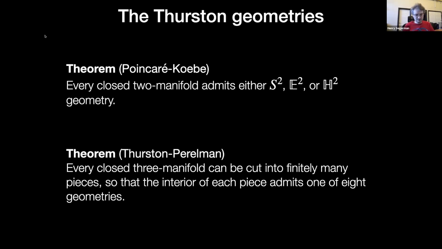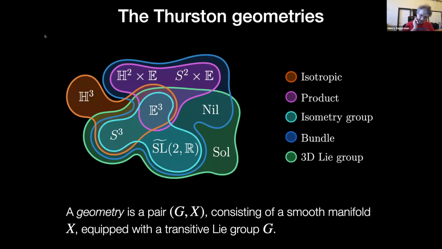And so then the 3-dimensional version of this was conjectured by Thurston, the geometrization conjecture, and proved by Perelman and many other people. And it's a little bit more complicated, but it says that any closed 3-manifold can be cut up into pieces. The 3-manifold itself might not have some nice geometry of its own, but if you cut it up into pieces, then those pieces admit one of 8 different geometries. And those are the 8 Thurston geometries.